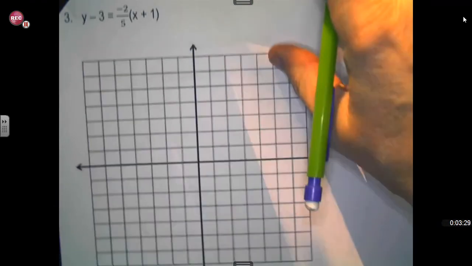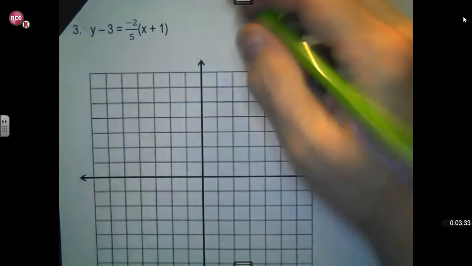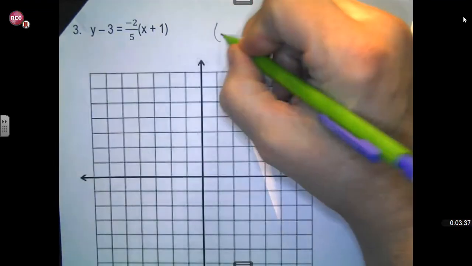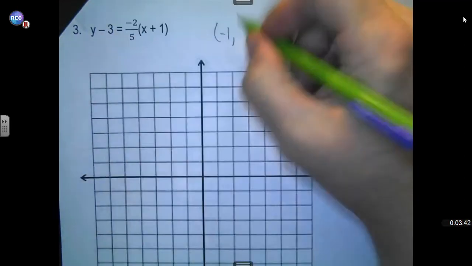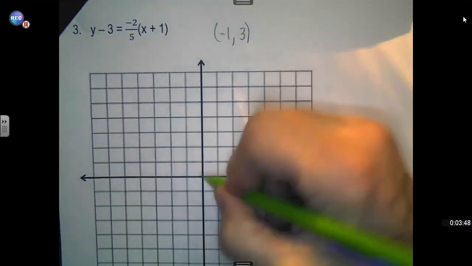So last example, because it's like beating a dead horse here. If you can't see that, hold on. There we go. If I pull the point out of there, I take the opposite of what's in here with the x, so that's going to be negative 1. And I take the opposite of what's out here with the y, and that's going to be positive 3. So I have the point negative 1, 3.